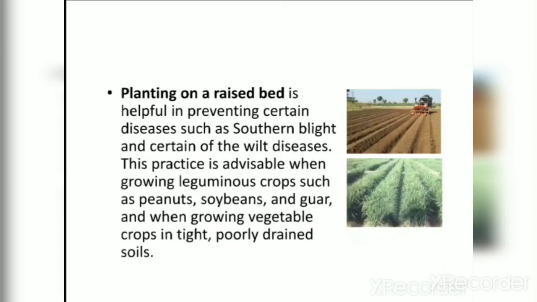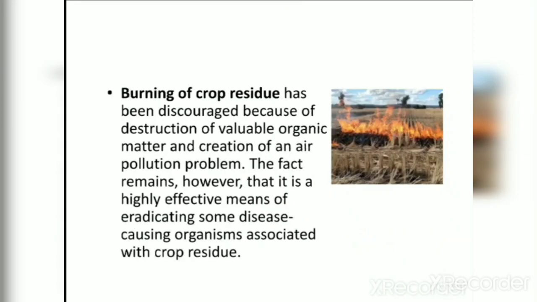It is often observed that wheat cultivation helps us to avoid certain diseases caused by certain pathogens, because it works as an alternate host. So this is a practice that needs to be done in crops like peanuts, soybean and guar. So we are growing vegetable crops in poorly drained soil. This is very essential in those soils where the drainage condition is not up to the mark.